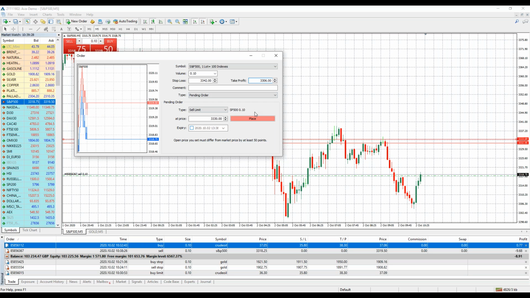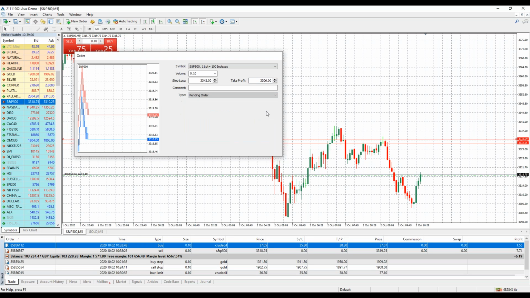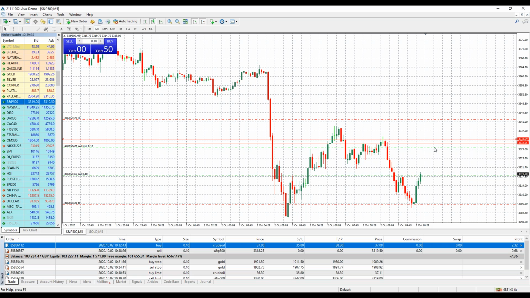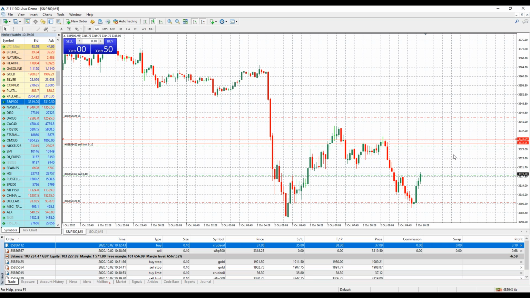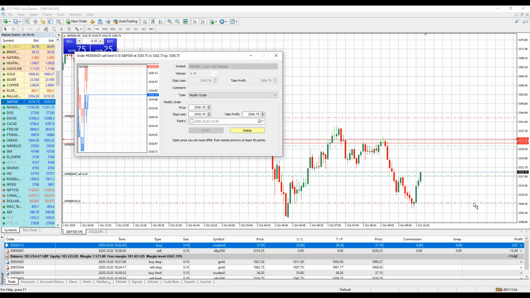So 2-to-1 potential profit to risk on this pending order up here, if it hits here. And I could even make that ratio better. If I just cheat that up a little bit, now I see I'm closer to the resistance. And I can put this take profit down just a little. So a little better than 2-to-1 ratio now.